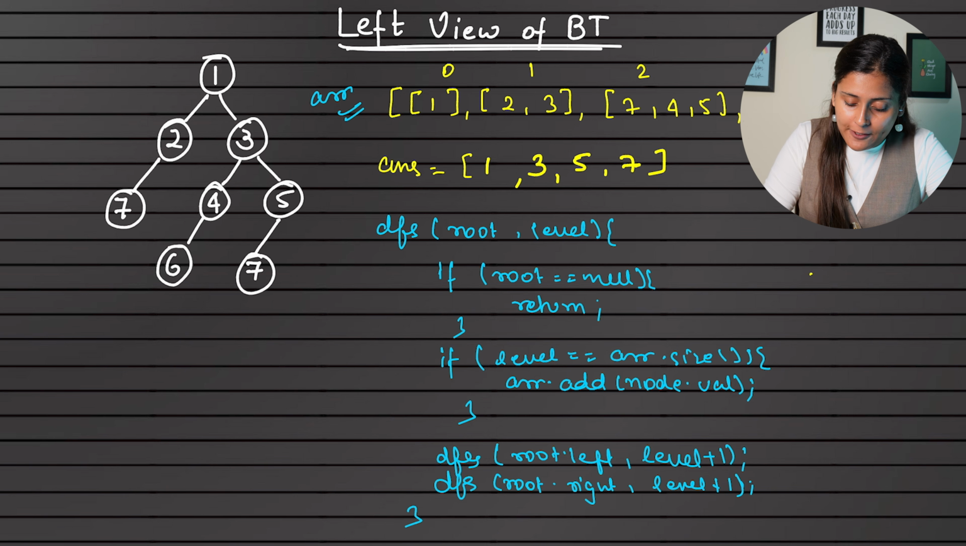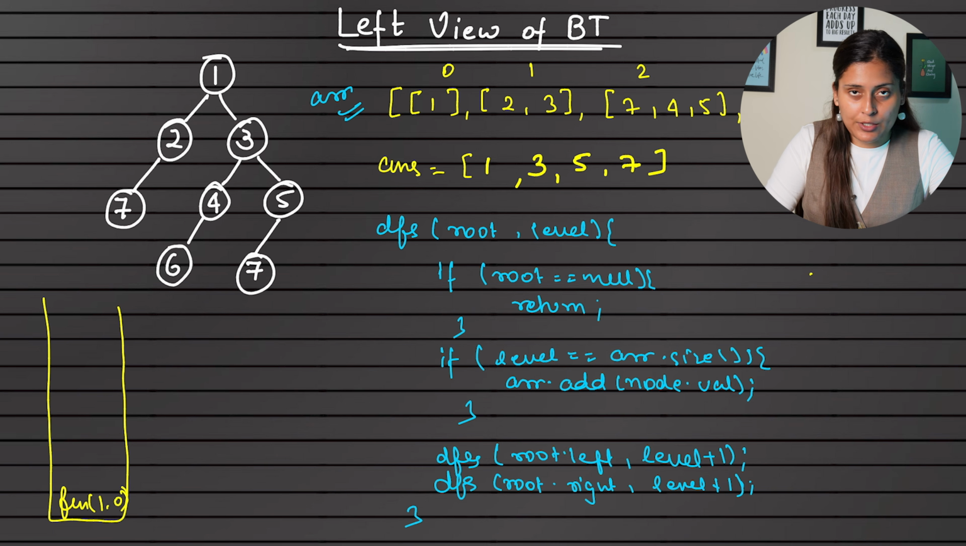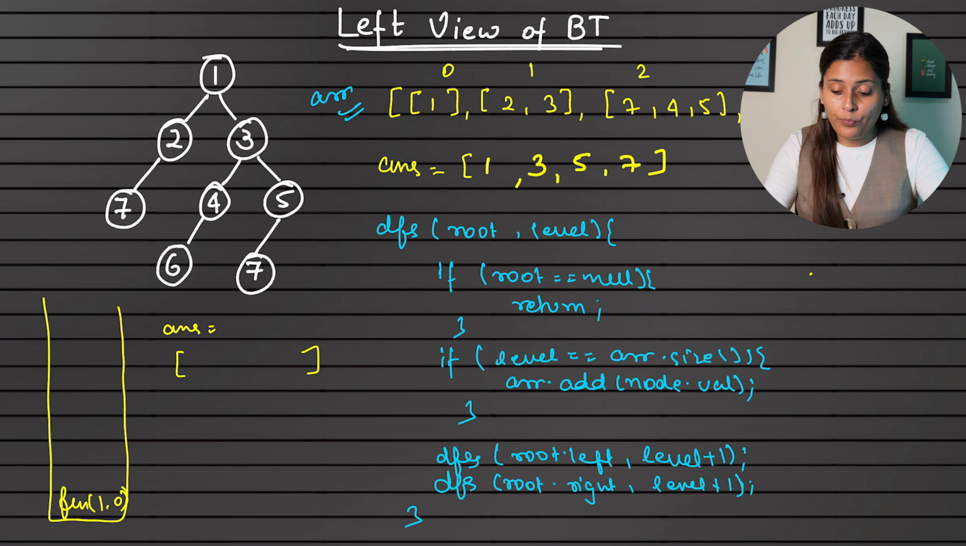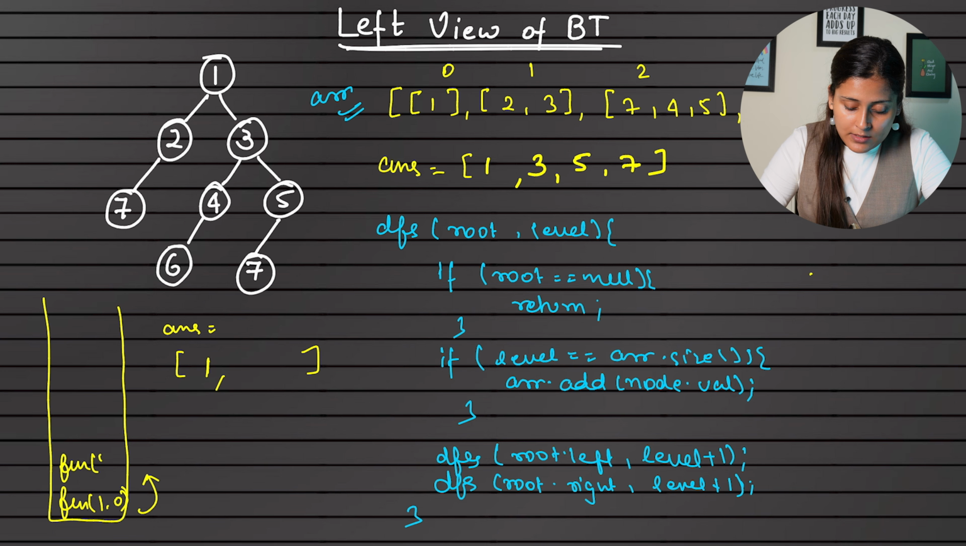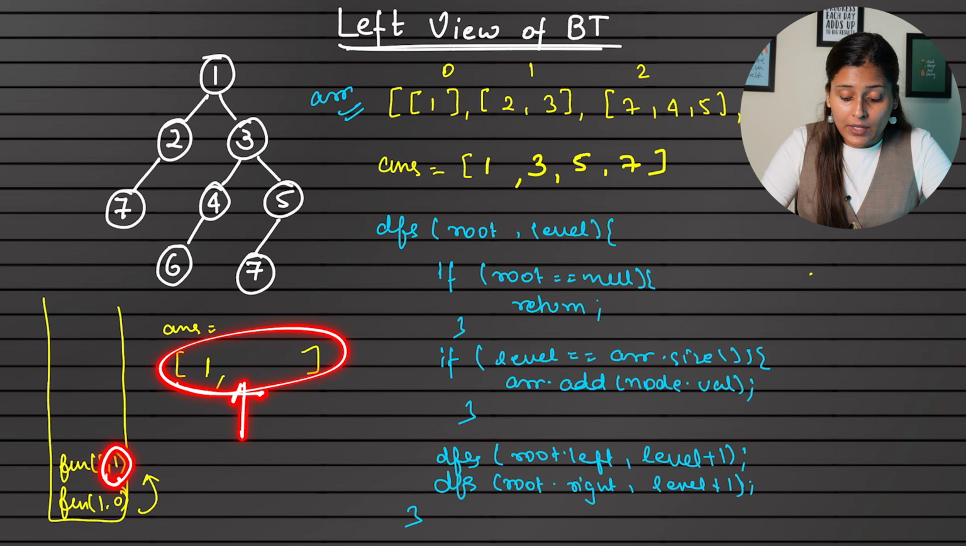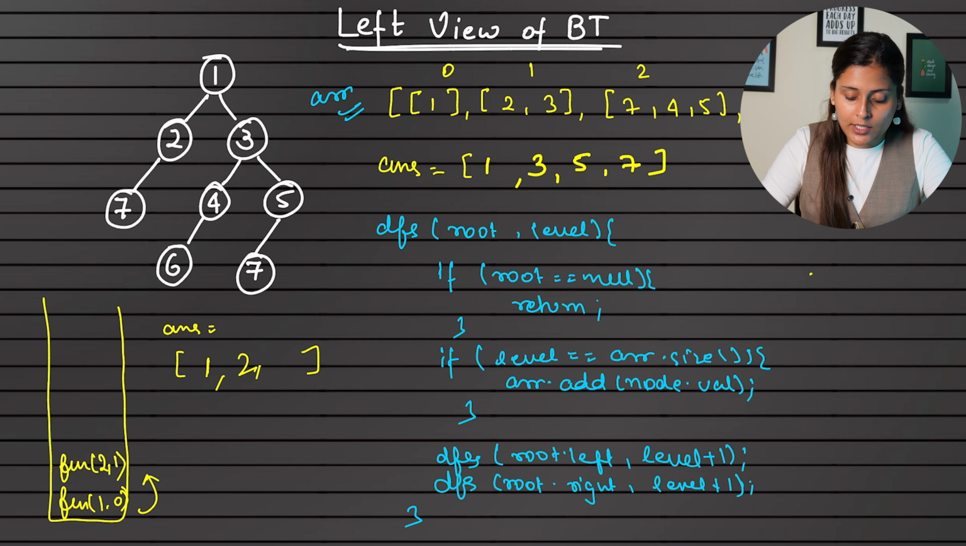Now let's do the dry run to understand this. First in the stack call, function 1 will go with level 0, and initially our answer size was 0. So we saw that the answer size is 0 and the level is also 0. So instead of inserting the sublist, insert the node value, which is 1. Now we go to the left child, function 2 with level 1. Again we check: level is 1 and size is also 1. Now instead of inserting a new sublist, insert this node value, which is 2.